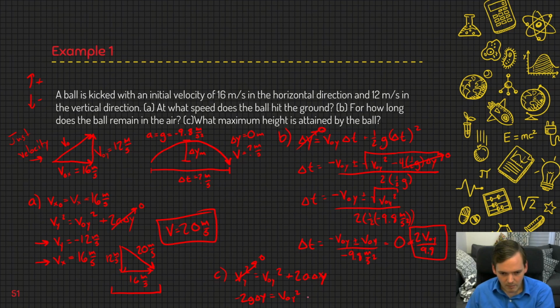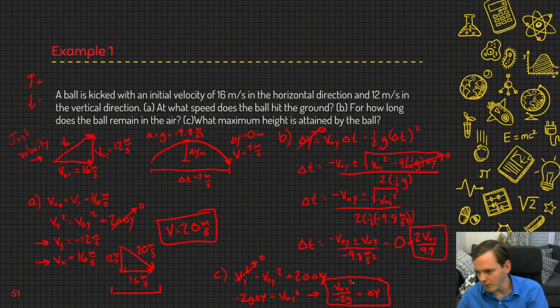And that means that v naught y squared over negative 2g should equal our delta y. And I'll also leave that as a calculation for you to run through if you want to find the final response.